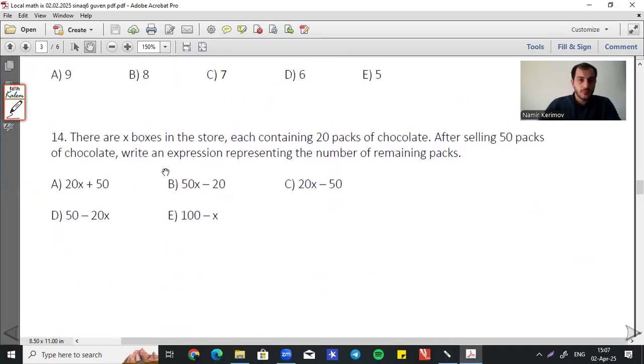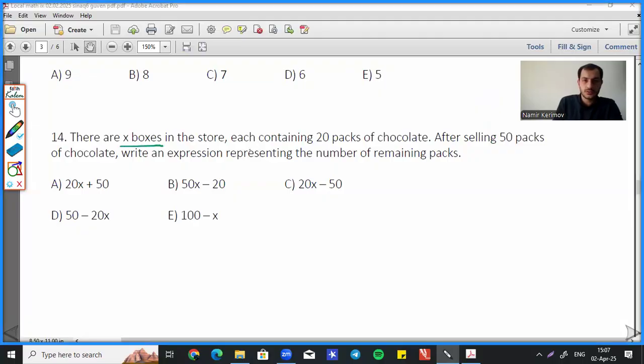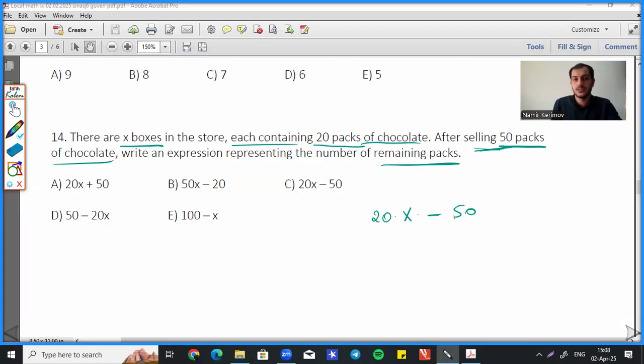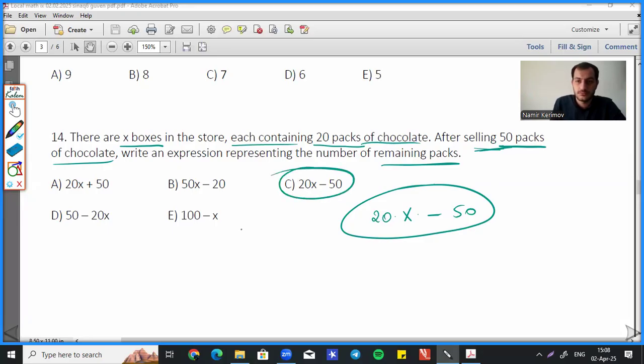Question 14. There are X boxes, 20 packs of chocolate in each, and after selling 50 packs of the chocolate, we need an expression for the remaining packs. So now we should find the total number of packs, which is the number of boxes times 20, because we know that for each box there are 20 packs. So for X boxes there are 20X packs, and then we subtract 50 of them after selling 50. So that will be the expression which represents the number of remaining packs. So C is the answer.